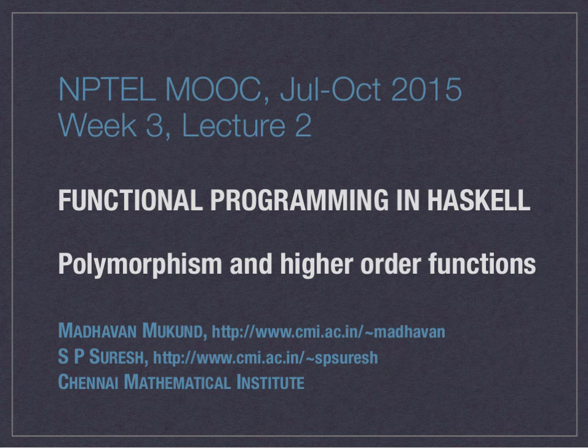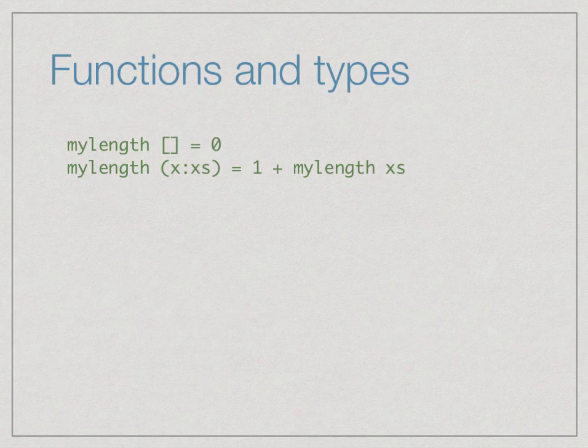Let's take a closer look at types in Haskell. Early on, we wrote some functions on lists, which we defined as functions over lists of integers. For instance, we wrote this function length, which inductively assigns 0 to the length of the empty list and adds 1 for each element in the list.